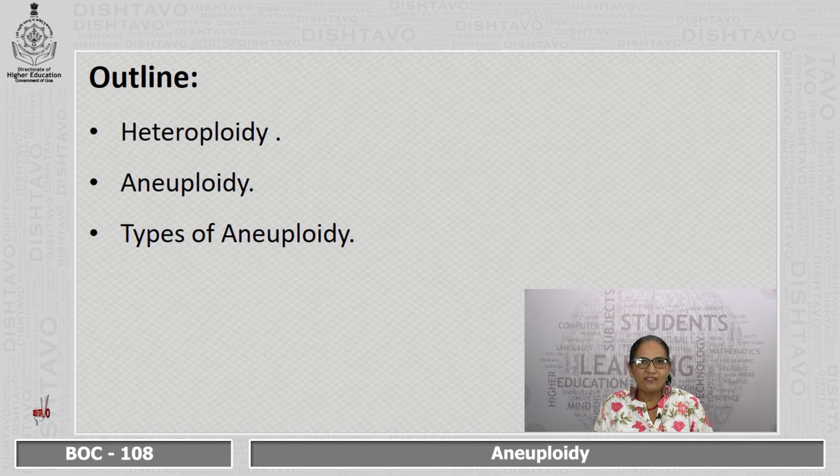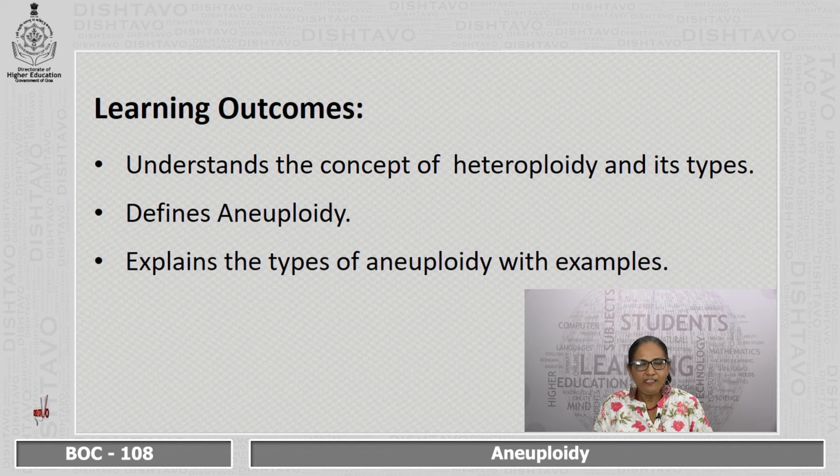So, we start with heteroploidy, under which aneuploidy comes, and the types of aneuploidy. Finally, at the end of the topic, you will be able to understand the concept of heteroploidy and its types. You will be able to define what is aneuploidy and explain the types of aneuploidy with some examples.